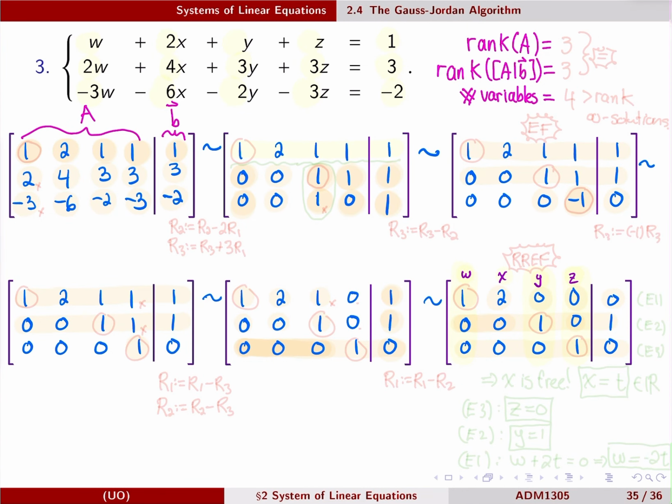Hello, everyone. Let's solve some systems of linear equations using the Gauss-Jordan elimination algorithm.